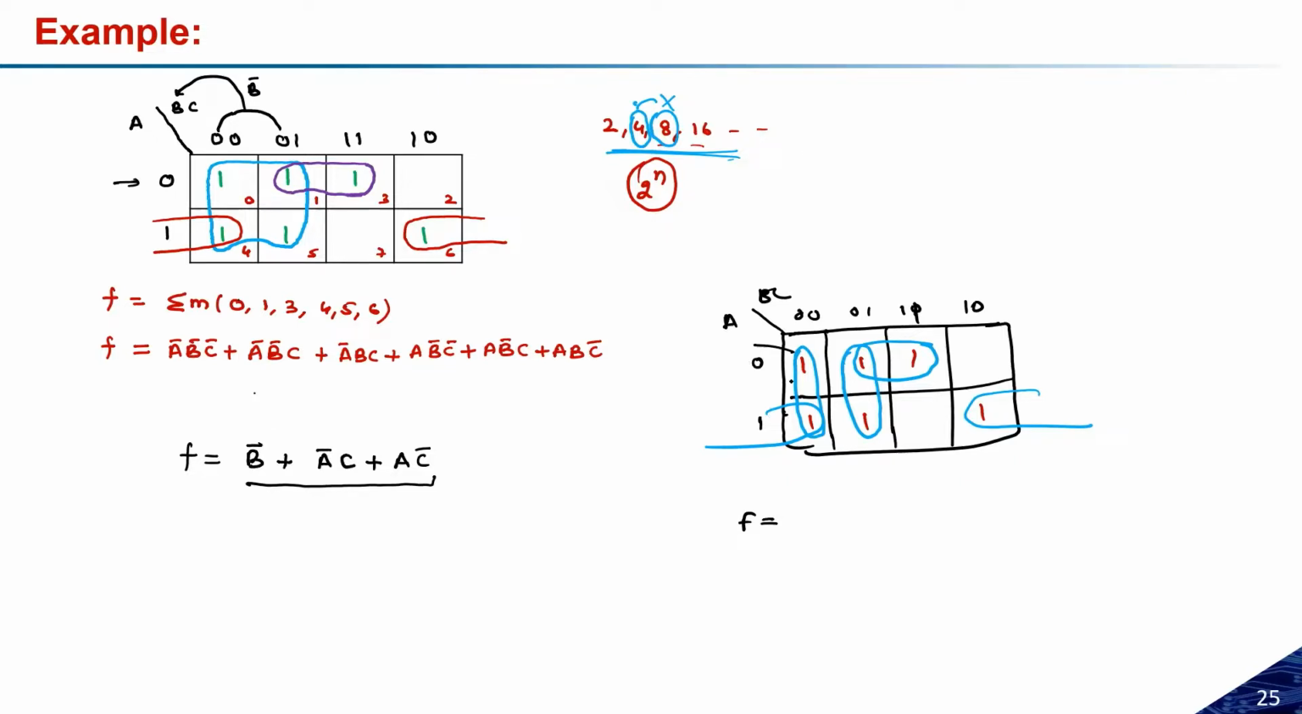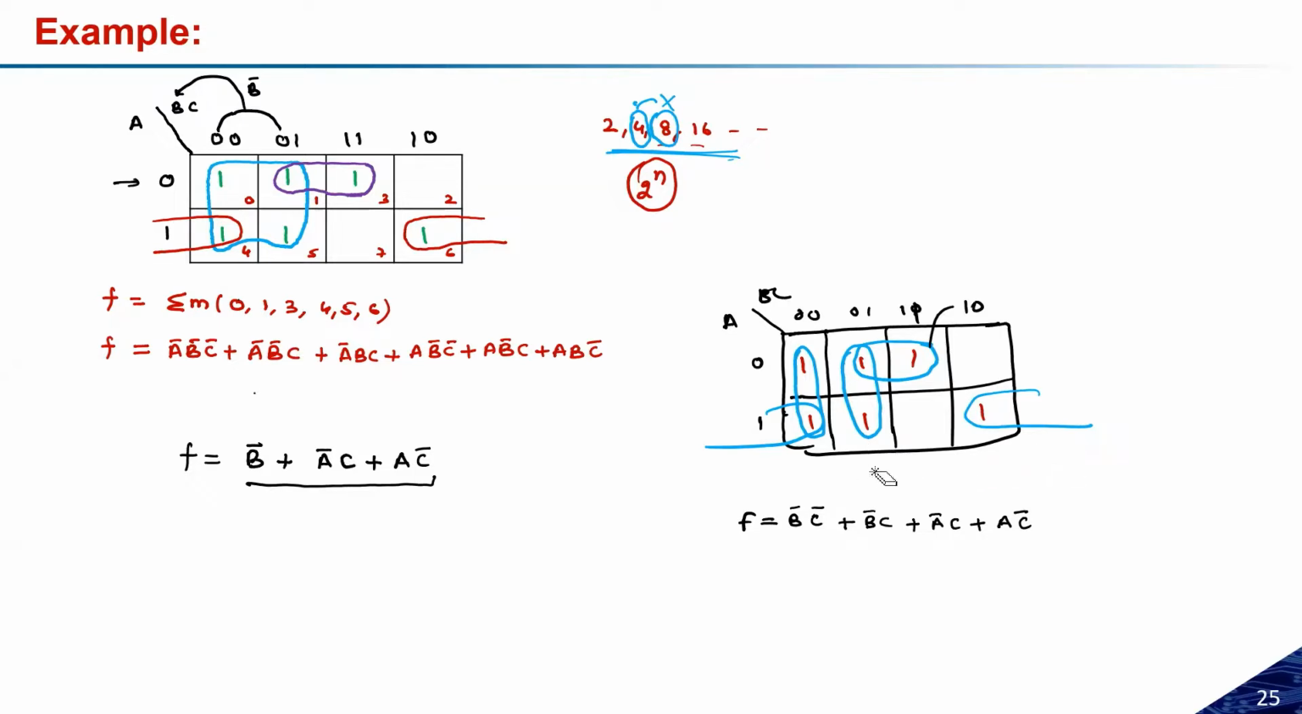In the first one, a will be cancelled out, and here I will get b bar c bar. In the second one, again a will be cancelled out, and I will get b bar c. In the third one, I will get a bar from the left, and the b will be cancelled out, so I will get c. On the fourth, a will not be cancelled out, and the b will be cancelled out, so I will get a c bar.